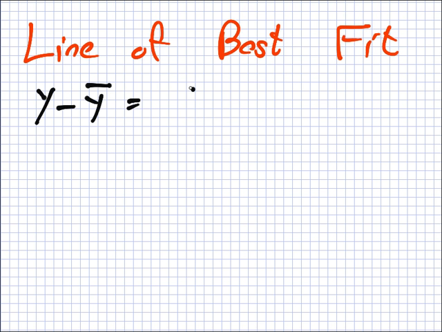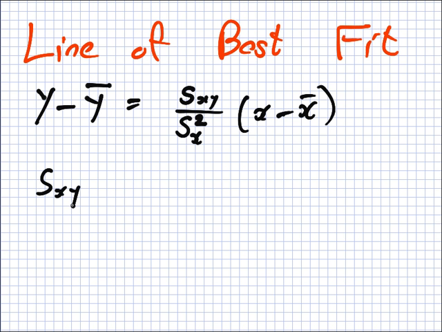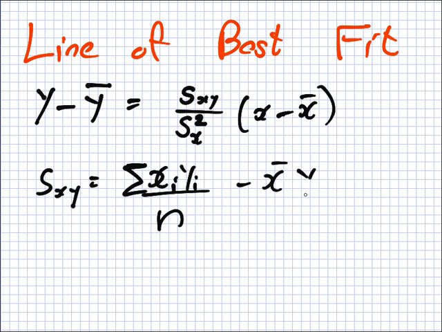Yes. Equals sxy over sx squared times x minus x bar. Okay. Put that down now. And then what's the second formula? Is it this one, sxy equals? Yeah. And what do they have on the top? Sum xy over n minus x bar y bar.